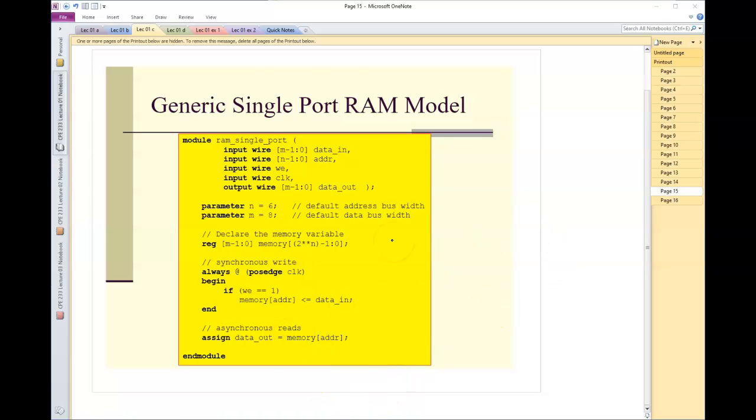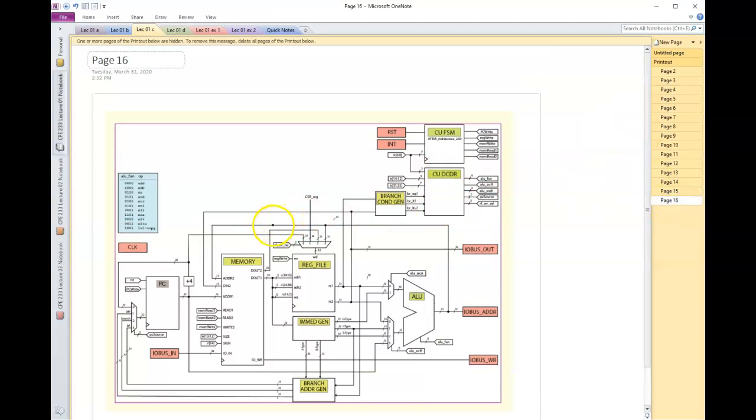And lastly here, I have just a model of the RISC-V architecture. Nothing to say about that. Let's call it done.